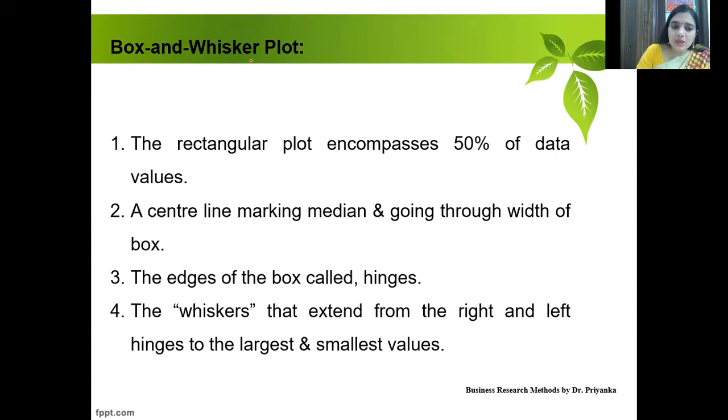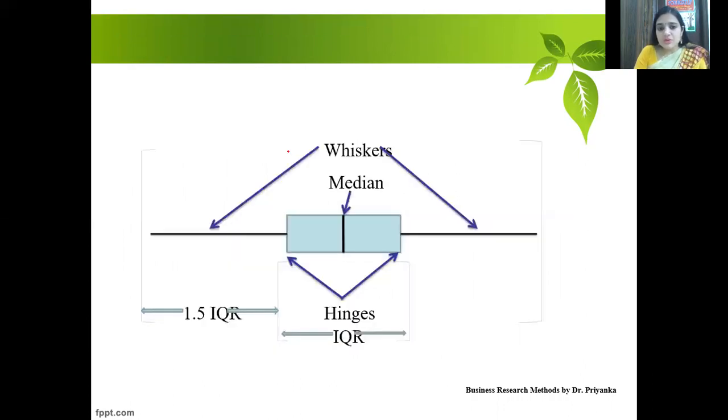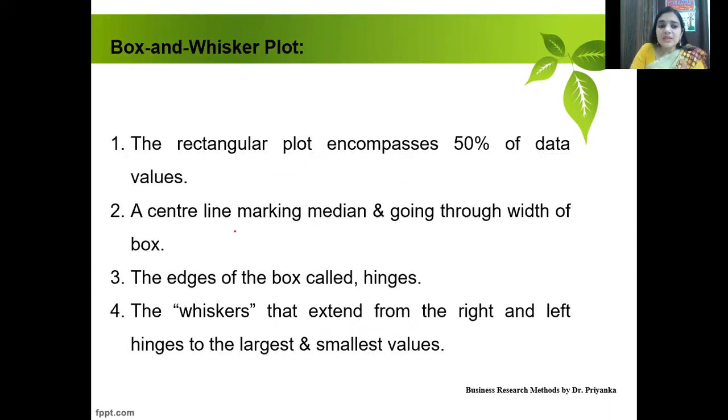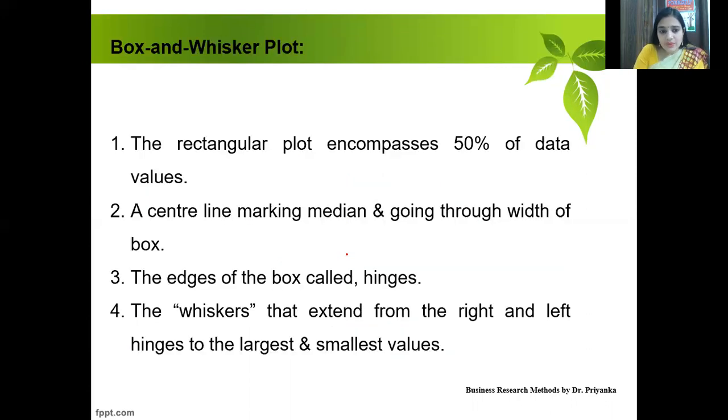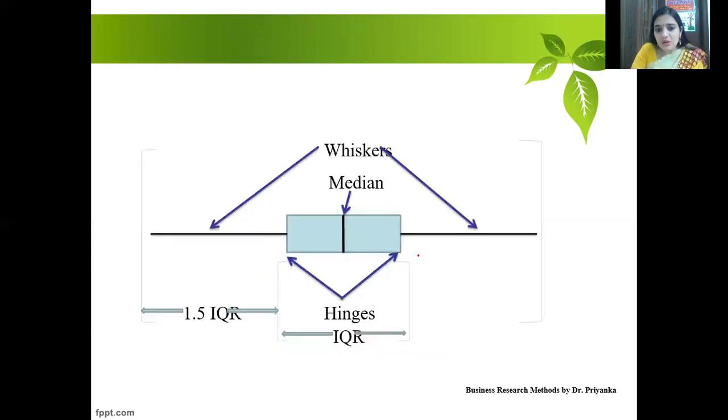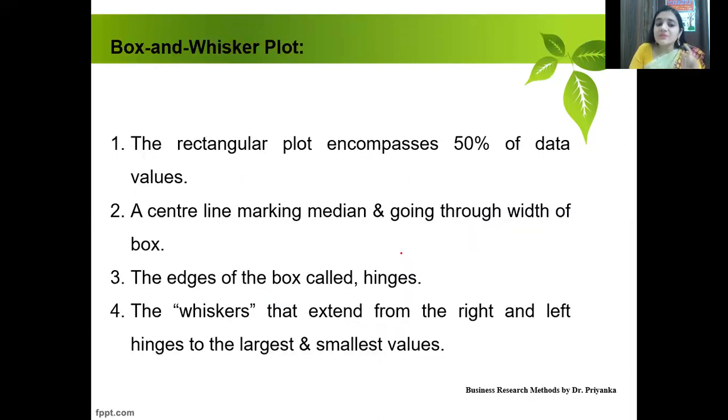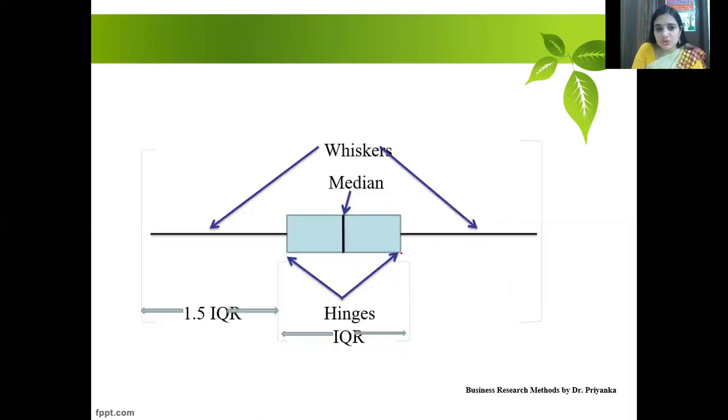Box and whisker plot: the rectangular plot encompasses 50% of data values, like this rectangular plot, right? Then a center line marking the median goes through the width of the box. The edges of the box are called hinges. And the whiskers extend from the right and left hinges to the largest and smallest values. This is the plot with whiskers, right?